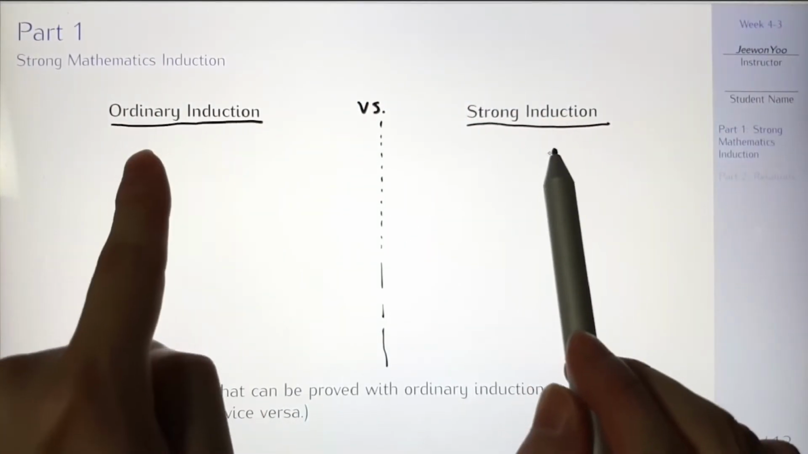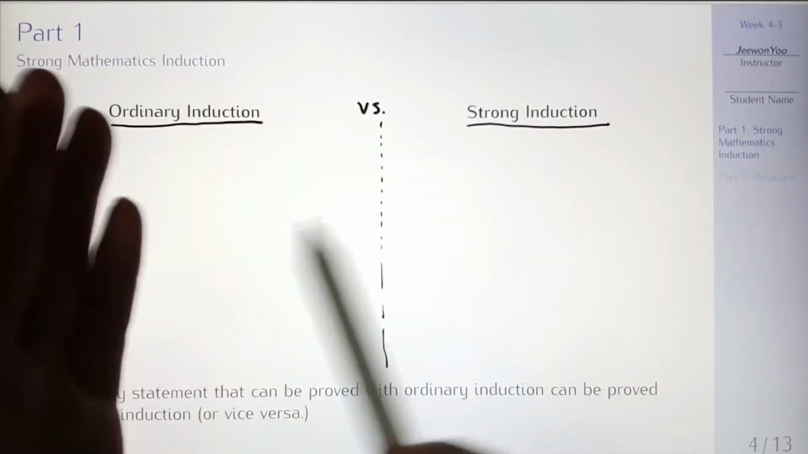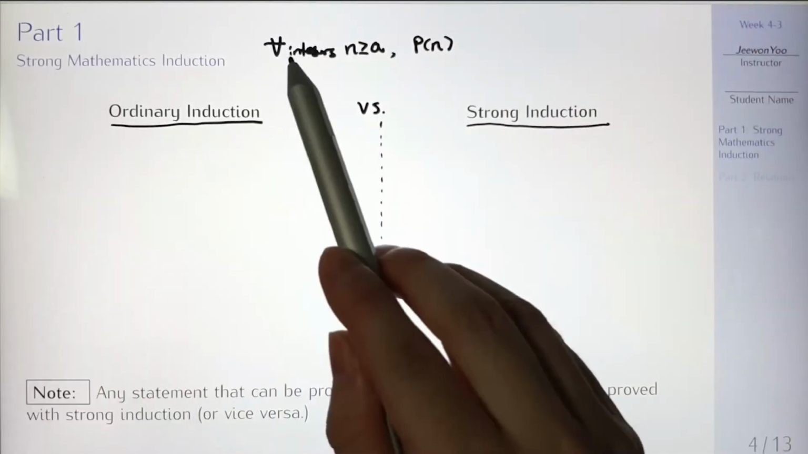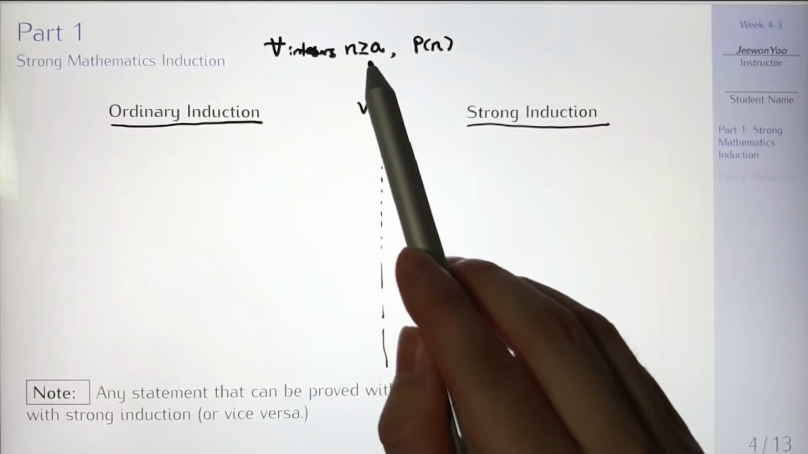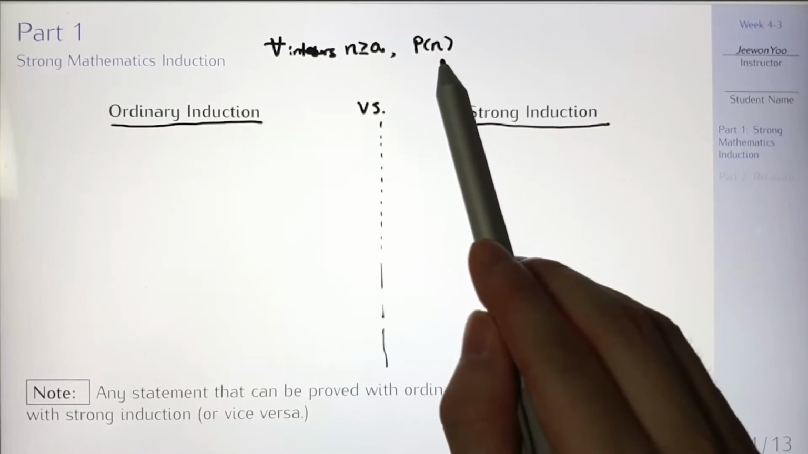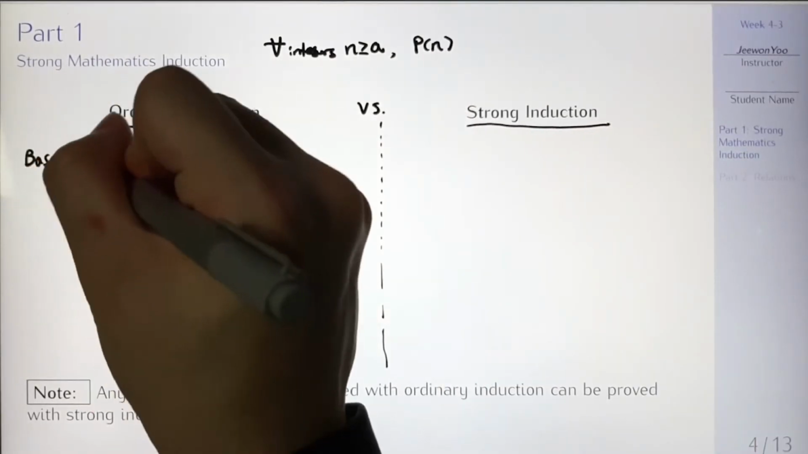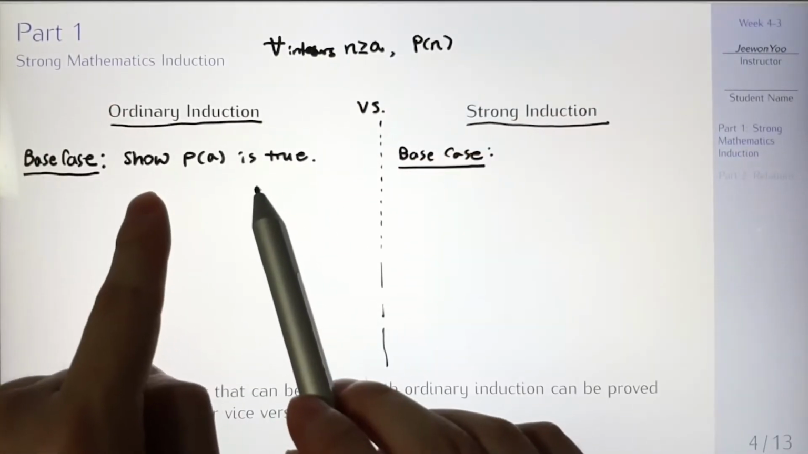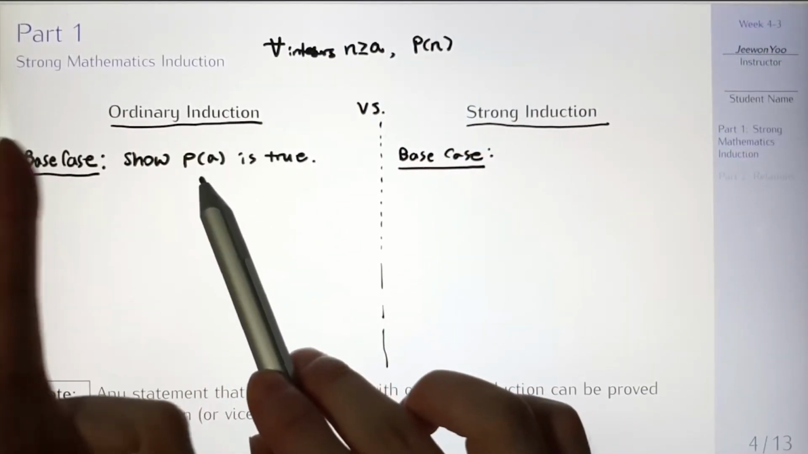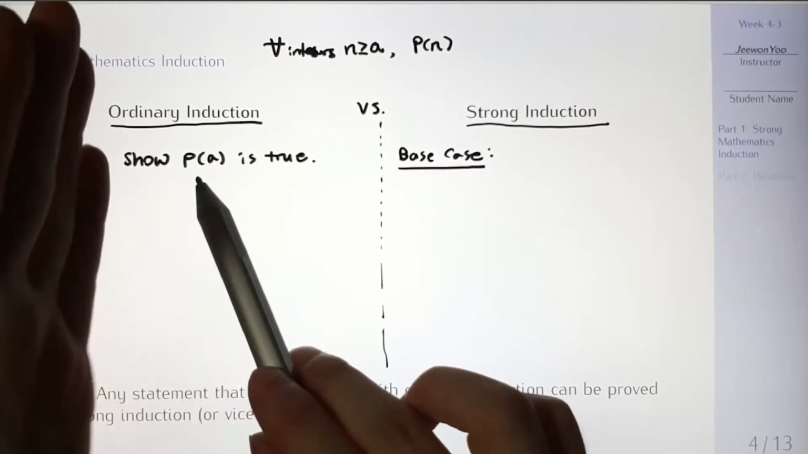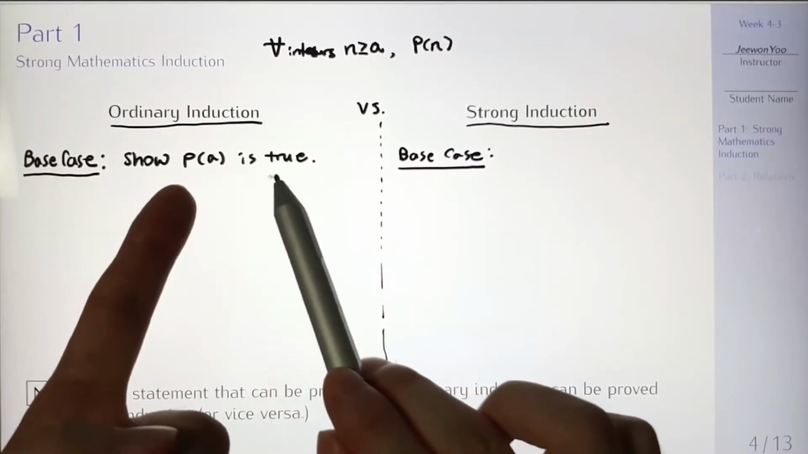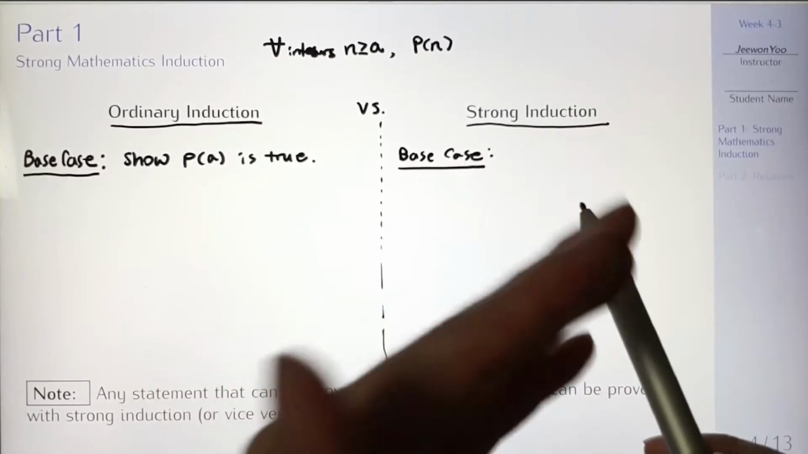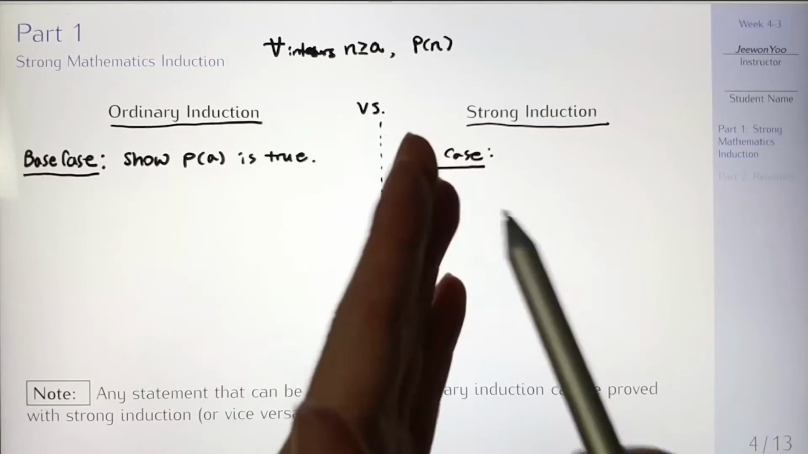For both cases, we're proving a universal statement like this: for all integers n greater than or equal to a, the predicate P of n. The base case for ordinary induction, you just have to show the first domino is knocked down. That is, P of a is true. For the base case for strong induction, you may need to check multiple statements starting from P of a.